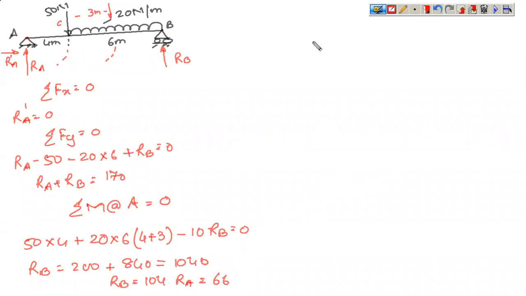Now this is your solution of the problem. I'm telling you that if you would have chosen the moment about point B, what would have been the equation? The equation would have been 20 into 6, this is the total load. Now it is resolved at what distance? 3 meters. 3 meters from B, and you are taking moment about point B.